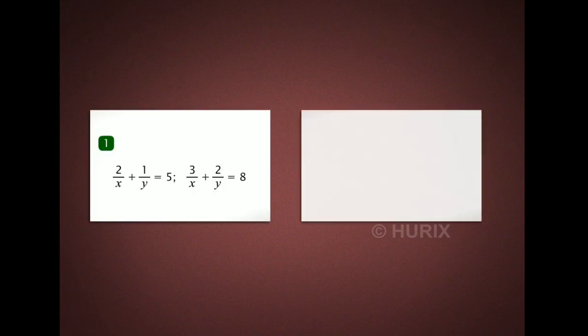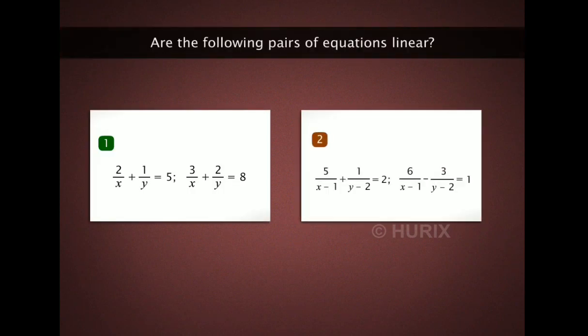Look at the pairs of equations shown here. Are these equations pairs of linear equations in two variables? Well, these equations are not in the form ax plus by plus c equal to 0. So, they are not linear. But they can be reduced to linear equations by suitable substitutions. Let's understand how to reduce such equations to linear equations.